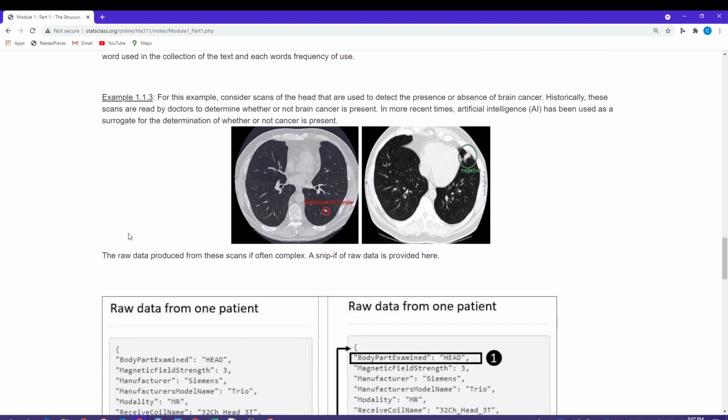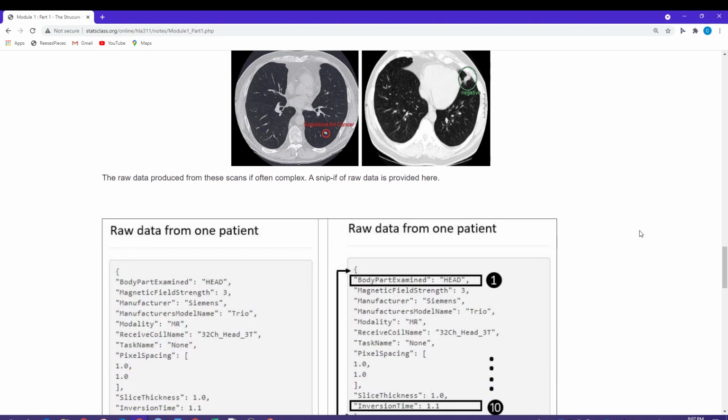Okay, how about a third example of data? So here I have some scans. Okay, we're looking at brain cancer. Historically, scans are read by doctors or others to determine whether or not brain cancer is present. In more recent times, though, we have started to use artificial intelligence to help us identify whether or not cancer is present in these scans.